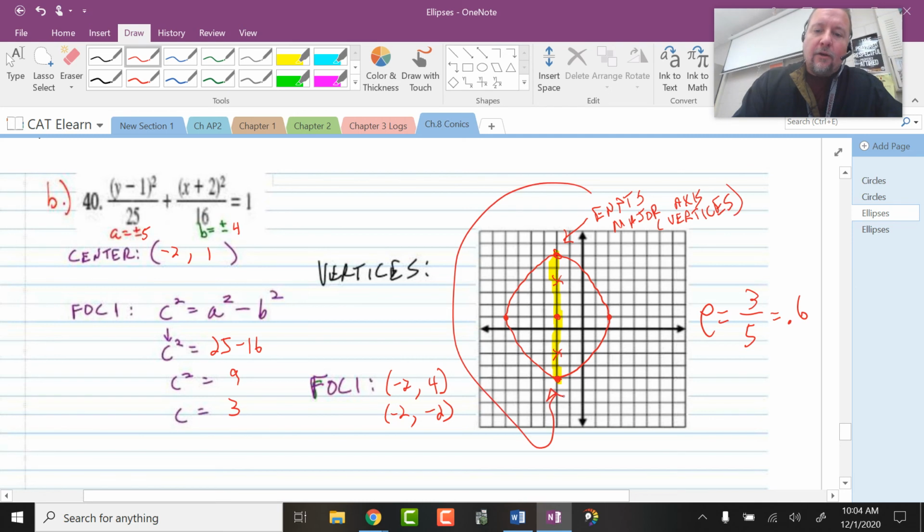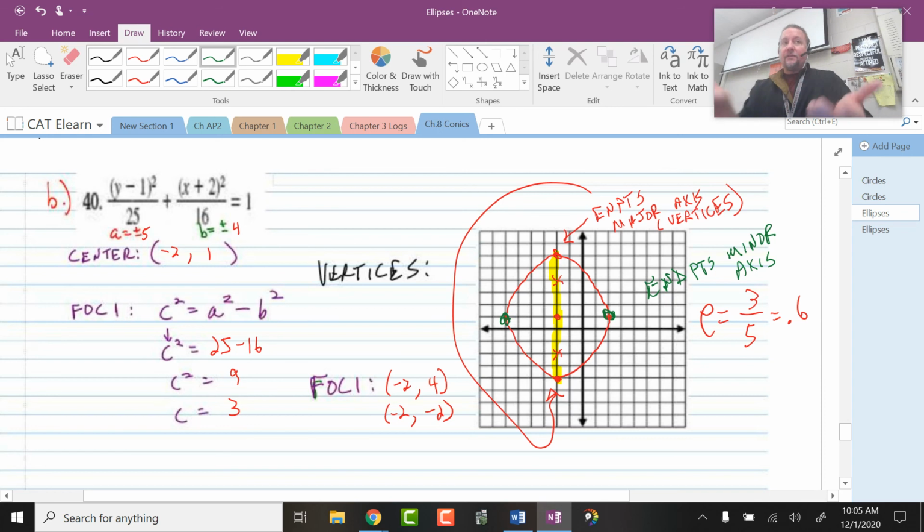Here and here. And then in green, these are the endpoints. I shouldn't have written here. Endpoints of the minor axis. Sometimes we ask these things as well, here and here. And you have to write those as coordinates. That's a grade schooler. You can, through a coordinate plane, just do the moves in a coordinate plane and find out what those points are.